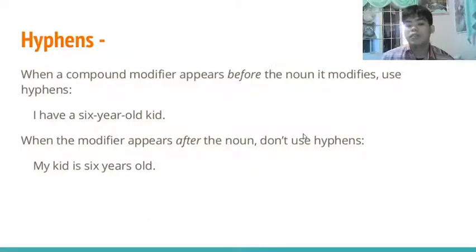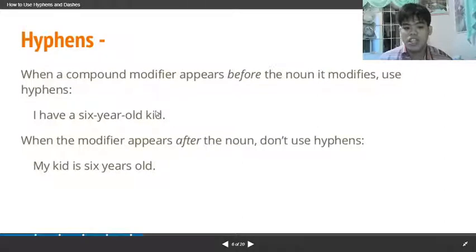So when a compound modifier appears before the noun it modifies, use a hyphen. So I have a 6-year-old kid, for example. So when the modifier appears after the noun, don't use a hyphen. So my kid is 6 years old. So as you can see, here the modifiers come first, 6-year-old, pertaining to the age of the kid. So we use the hyphen. And this time, in the second example, the noun or the subject was first, the kid, before the modifiers. So, no hyphens.